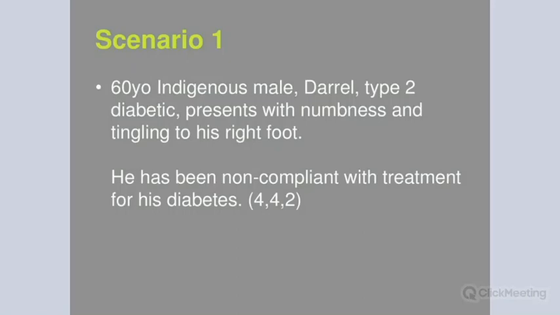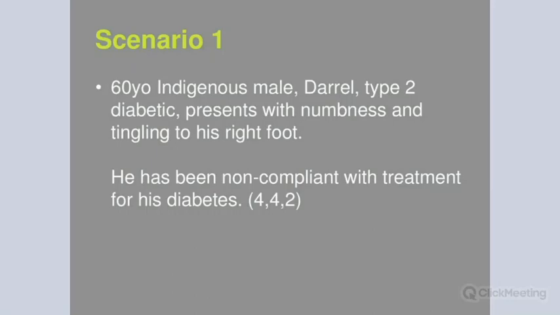So a 60-year-old Indigenous male, Daryl, type 2 diabetic, presents with numbness and tingling to his right foot. He has been non-compliant with treatment for his diabetes. And then we can see that there's 3 questions again. There's 4 minutes for the first question, 4 minutes for the second question, and 2 minutes for the final question.